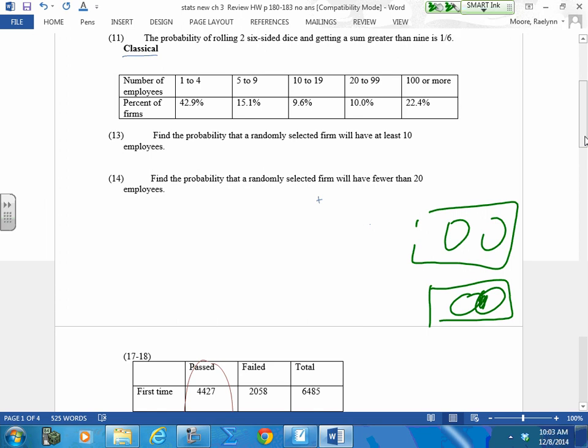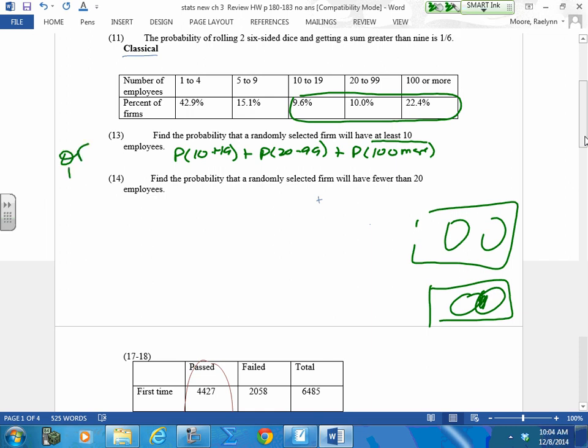Okay, so find the probability that we'll have at least 10. We want 10 or more, so we're going to add these pieces up. These are mutually exclusive. There's no overlap. So it's the probability of the 10 to 19 plus the probability of the 20 to 99 plus the probability of the 100 or more. We're just going to add them all up. Nothing's in common here. You just add those percentages. And, or, you add, and you multiply.